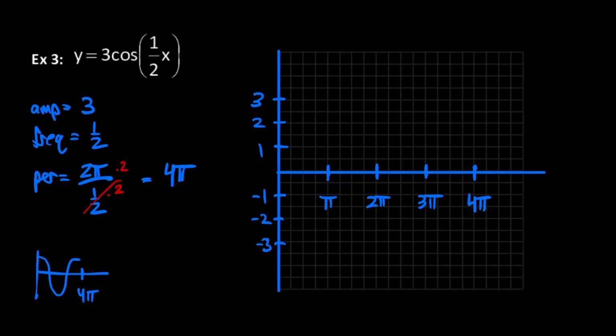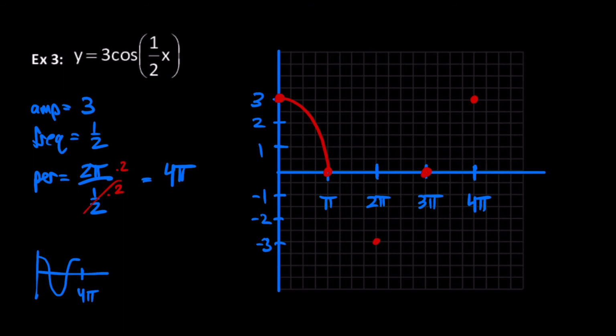All that's left to do is transfer these points, the maximum, the 0, the minimum. Back to 0, back to the maximum. That will give me one cycle. Okay, amplitude is 3, so that's my maximum. Then to 0, then to my minimum at 2 pi, back to 0 at 3 pi, and back to the maximum at 4 pi.